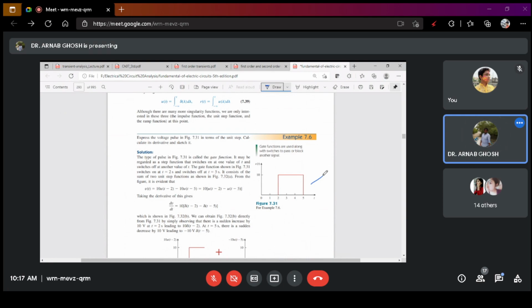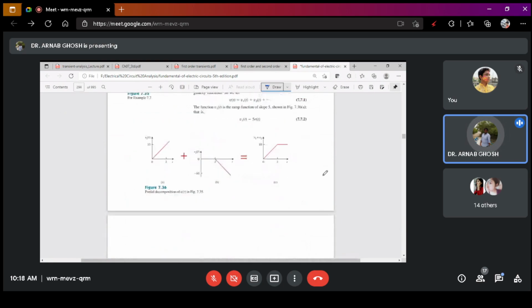You will have a subject in your fourth or fifth semester, that is signals and systems. There you will individually learn about the step function, the ramp function, and the impulse function. But for now, just keep in your mind that a step function has just two states, 0 and 1, that is on and off. When you switch on, maximum voltage; when you switch off, zero voltage.